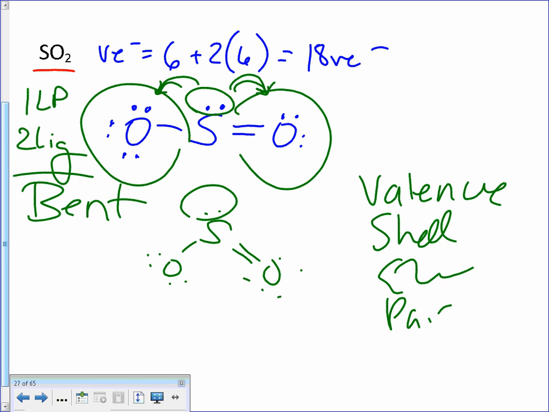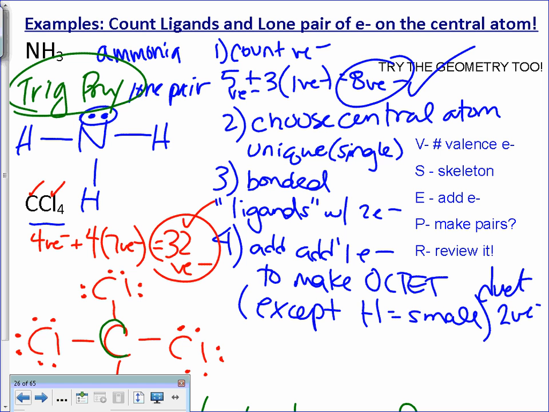Yeah? So why don't we say skeleton instead of shell? Because this is what VSEPR stands for. That little mnemonic I made was just a way for you to help remember the steps of how it works. So count your valence electrons, make the skeleton, add electrons. Do you have to add pairs? I don't know, review it to make sure. I made that up for you guys. So if this helps you remember the steps, that helps you remember the steps. That was just some silly stuff I make up, just for you.